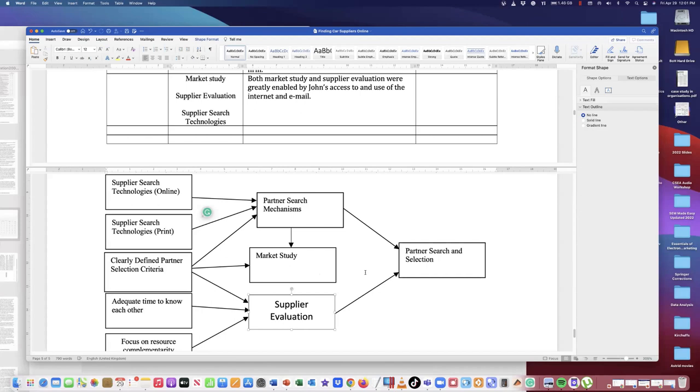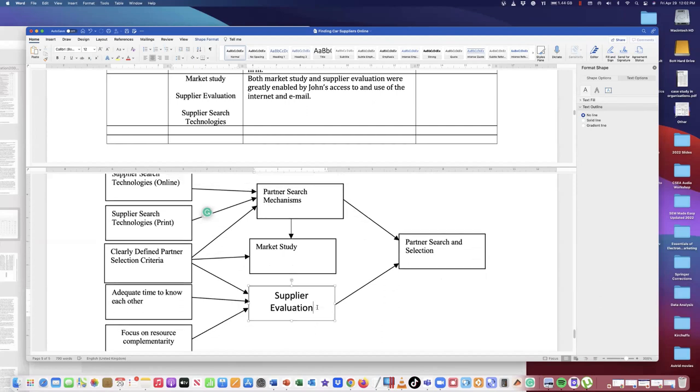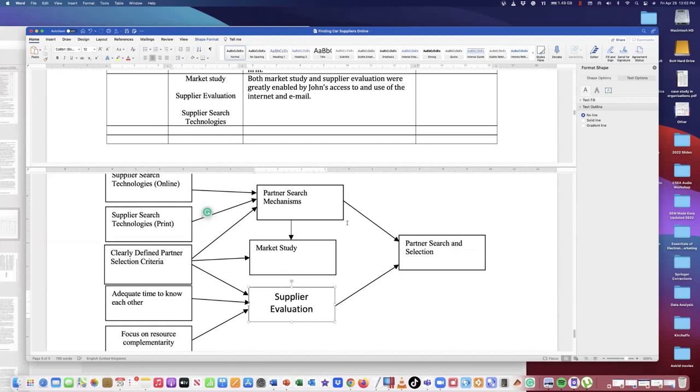Okay. So it will come here. Technically, what you're trying to say is that 1-2 plus adequate time to know each other. Then it means that adequate time to know each other and then resources should be what? Because what you're trying to say is that the supplier evaluation. I don't agree. And you don't agree. Yeah. No, he's saying that supplier evaluation. Yes.